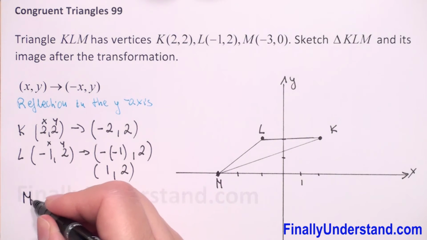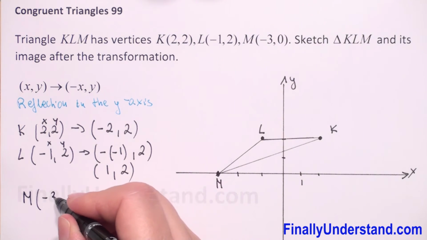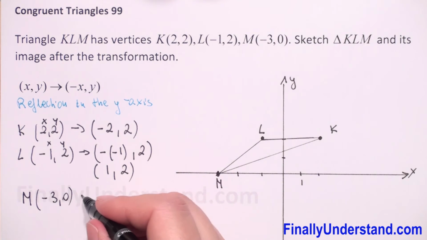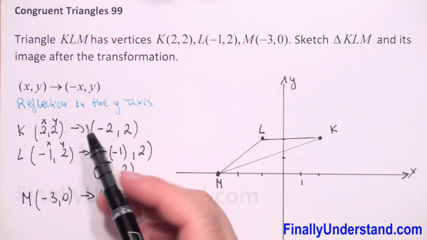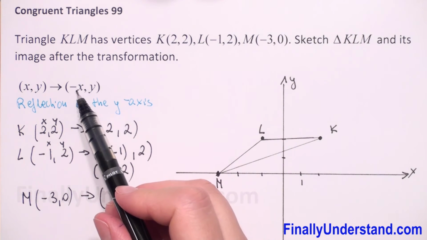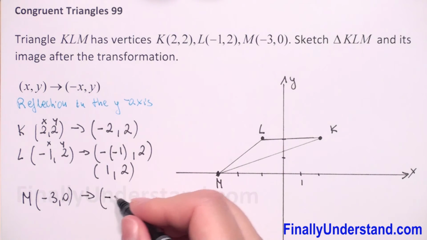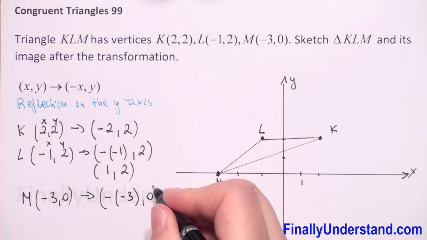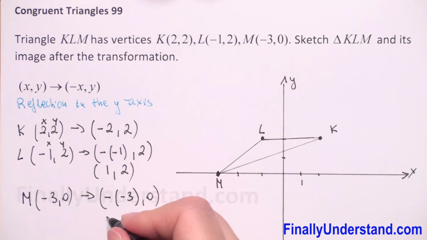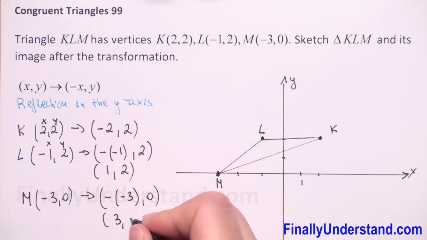And M has coordinates (-3, 0). So now, again, we have to multiply the first coordinate by negative 1. So we have negative, and in parentheses will be negative 3, and 0 we just copy. So negative and negative give me positive 3, and 0 we copy.